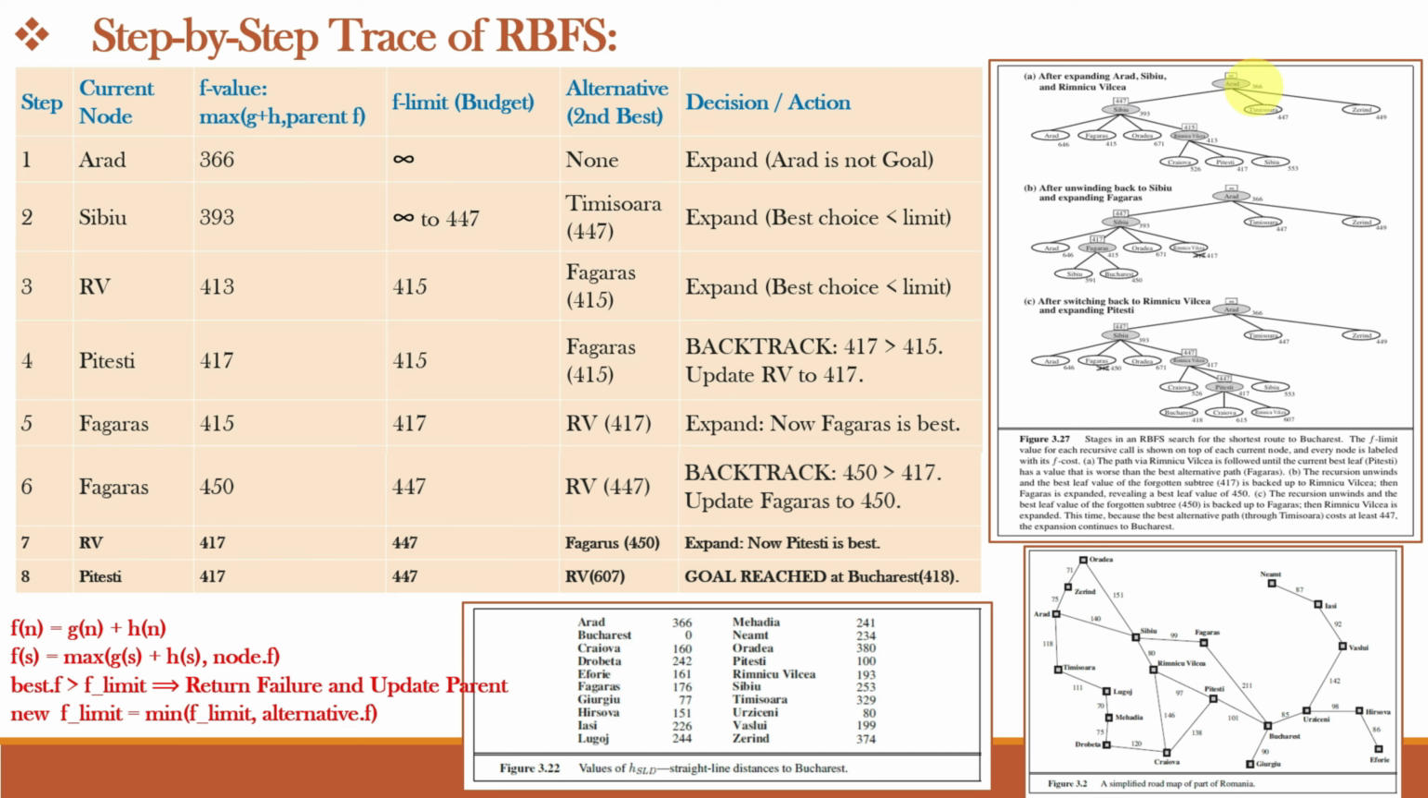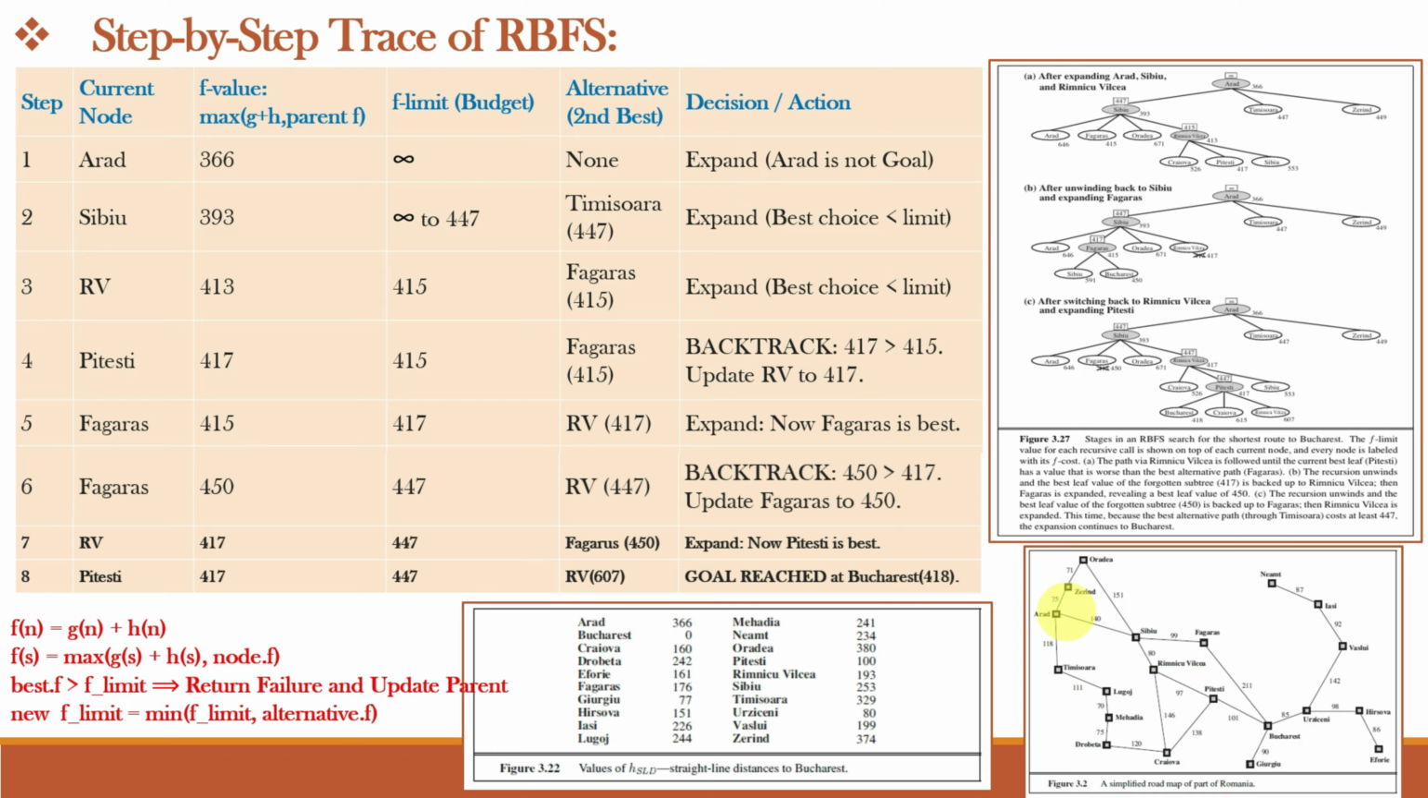Since we have just started from Arad and there are no other roads to compare with, we set the initial F limit to infinite, which means that we keep going until we find the goal. Next we need to calculate the F for Arad. F is equal to G plus H. The distance from Arad to Arad is 0, so G is 0, and H is the straight line distance from Arad to Bucharest, which is 366. So F is equal to 0 plus 366, which is 366, written here. Now we check whether Arad is the goal node. No, Arad is not the goal node, so we have to expand Arad.